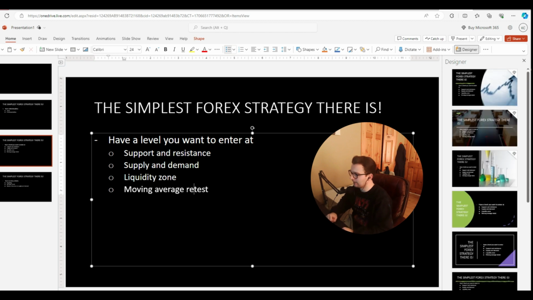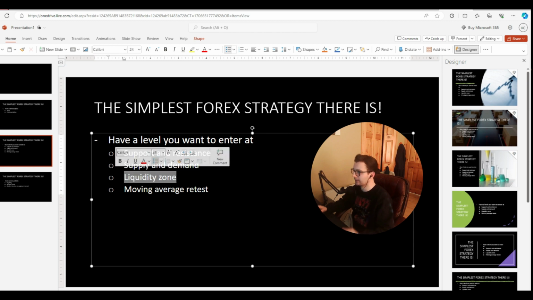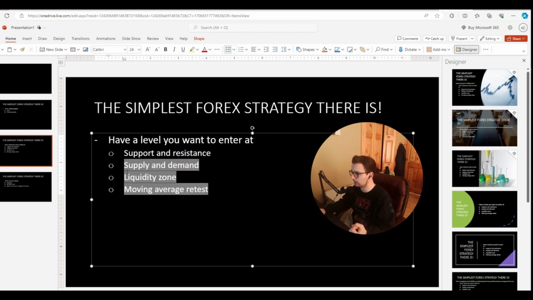So the first step is you need to have a bias. For example, I want to go long. I want to buy the market. So where am I going to buy the market? Well, I'm going to buy the market at support. Generally, I'm going to buy the market at a supply or demand zone, a demand zone in this case. I'm going to buy when it's at a liquidity zone and it sweeps liquidity. I'm going to buy when it retests the 200 moving average. These are all areas where you can look to enter long.